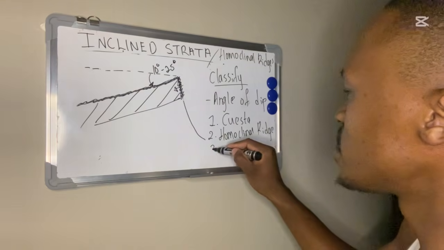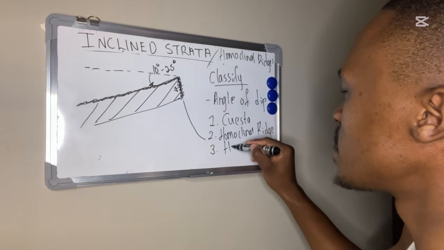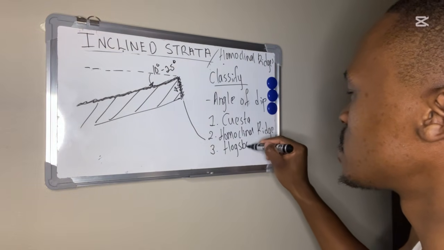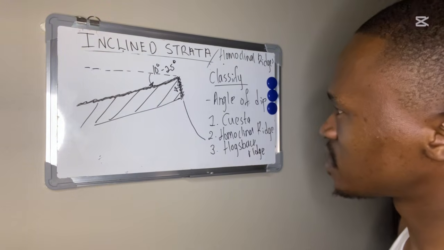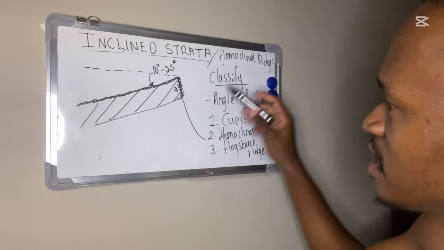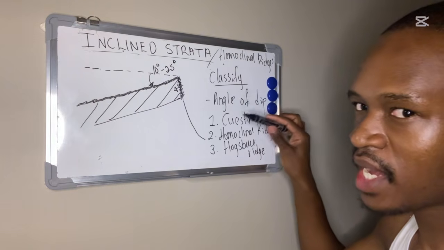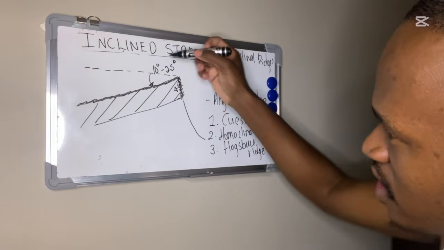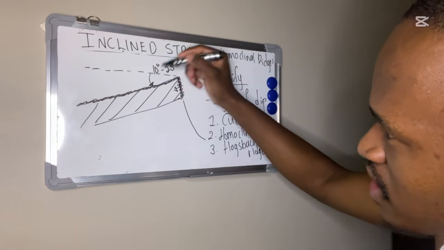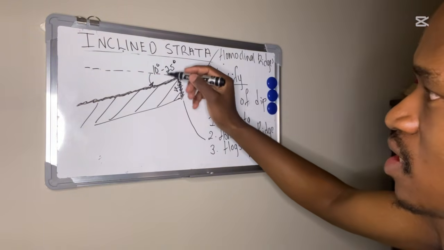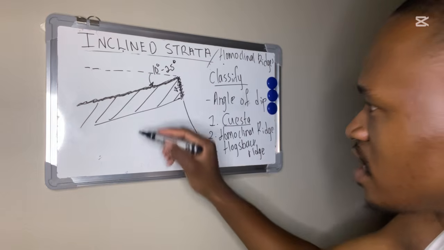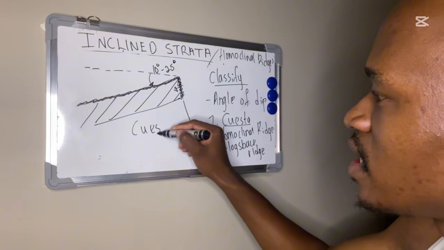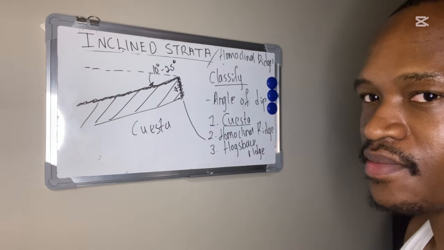And then we have a third one known as a Hogbacks ridge. Remember, I told you we classify them according to the angle of dip. If the angle of dip is between 10 degrees to 25 degrees, then we know it is the first one. This is a Cuesta. We call it a Cuesta, right?